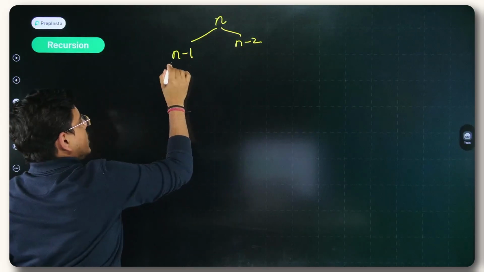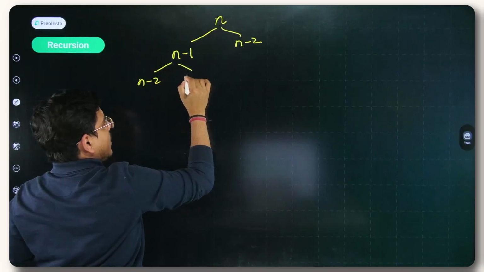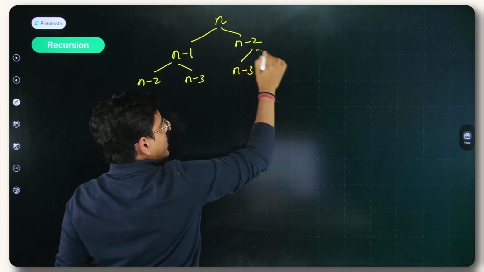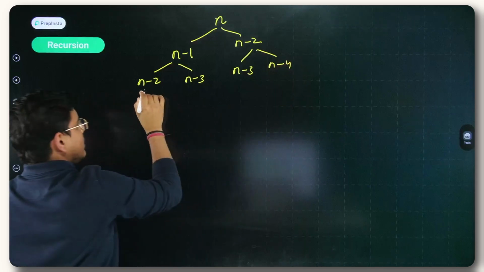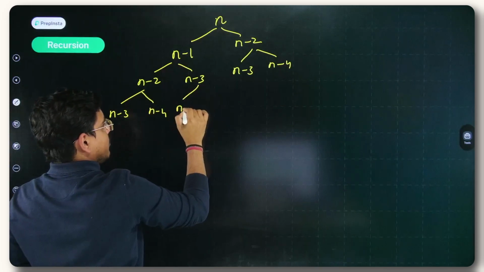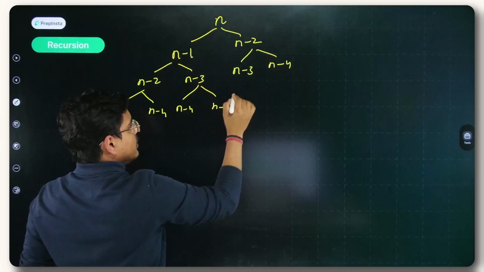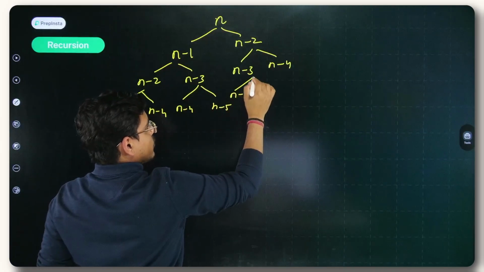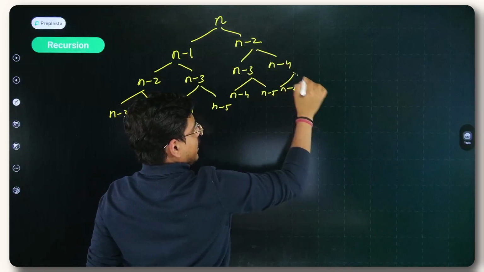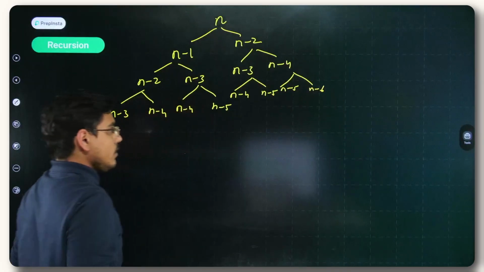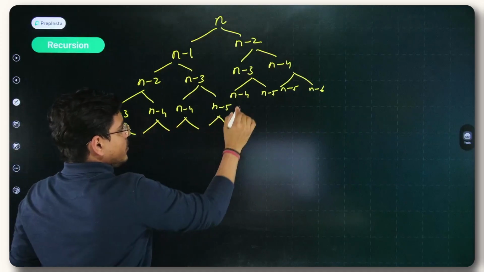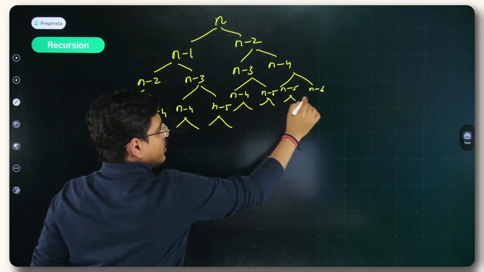For n minus 1, it would split into n minus 2 and n minus 3, right? For n minus 2, it would split into n minus 3 and n minus 4. Then for this, n minus 3, n minus 4. For this, n minus 4, n minus 5, n minus 4, n minus 5. For this, n minus 5 and n minus 6. Then if we go ahead, again 2 child nodes would be there for each node, right?